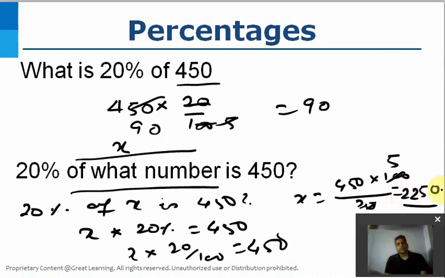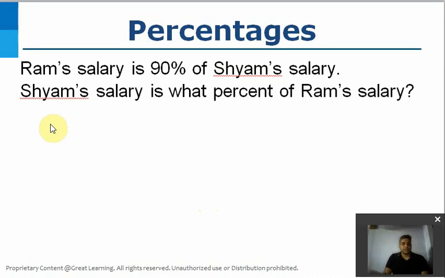So this way you can find out percentage in terms of x percent of y or y percent of x. You have to be very cautious about what the base is. In this case of 450, my base was 450, and out of which I need to calculate 20%. In this case of 20% of what number, my base was unknown, so I have to assume that my base is x, and then I need to calculate 20% of x and find its equivalent to 450. Let's move to the next scenario.